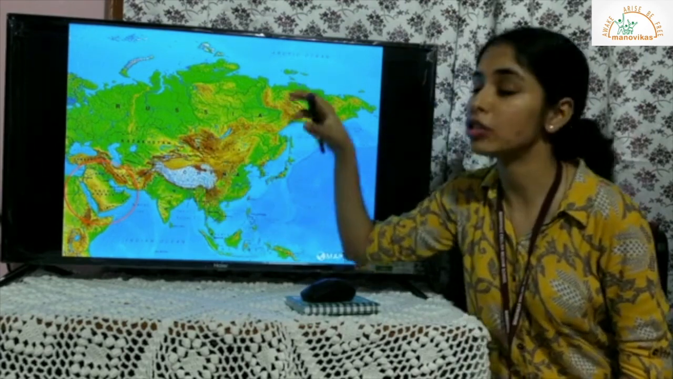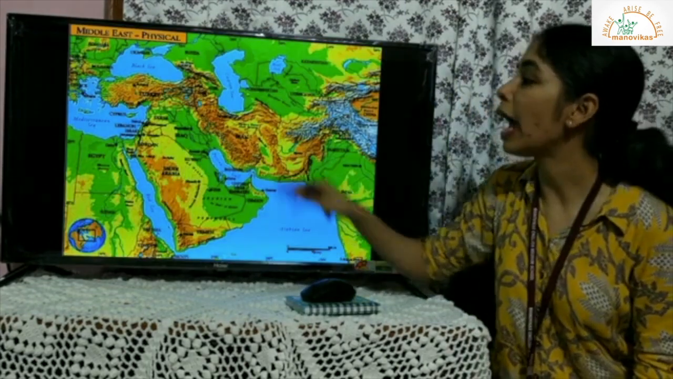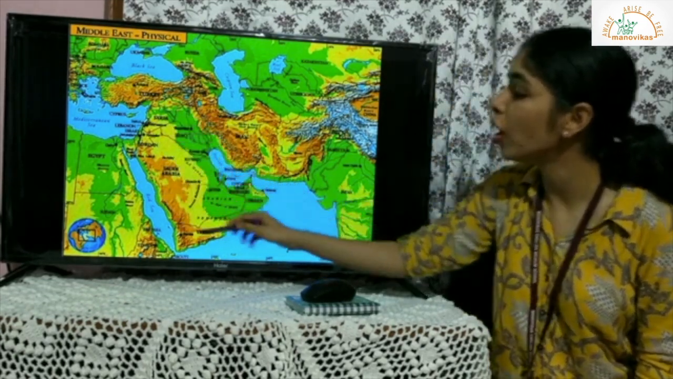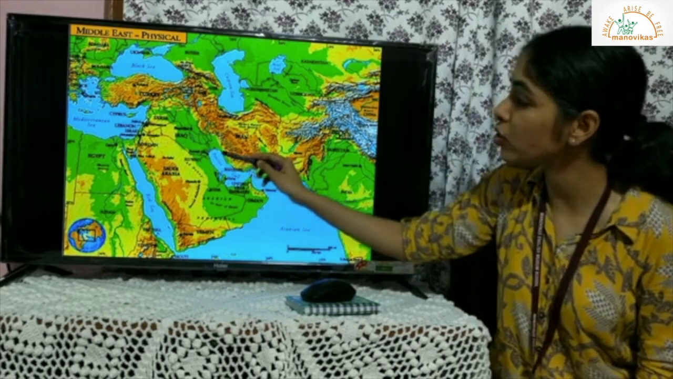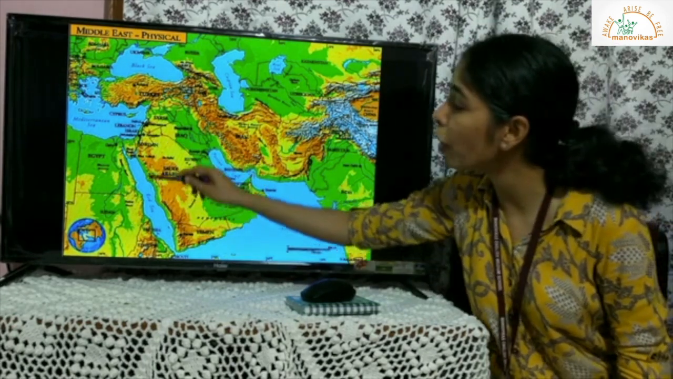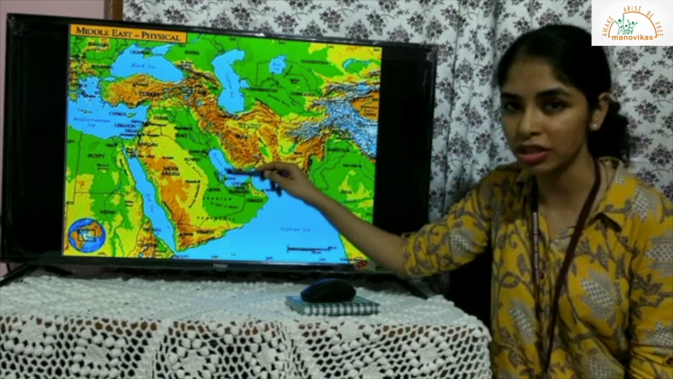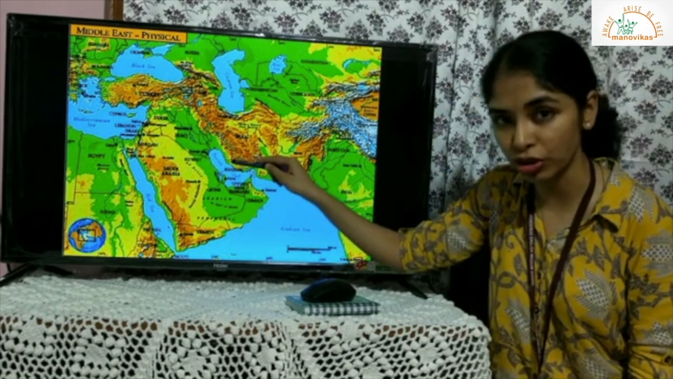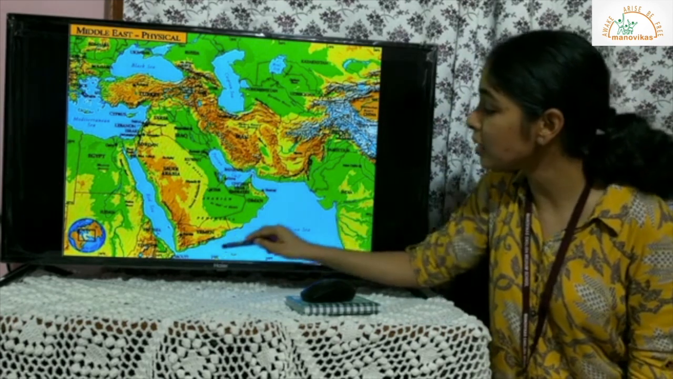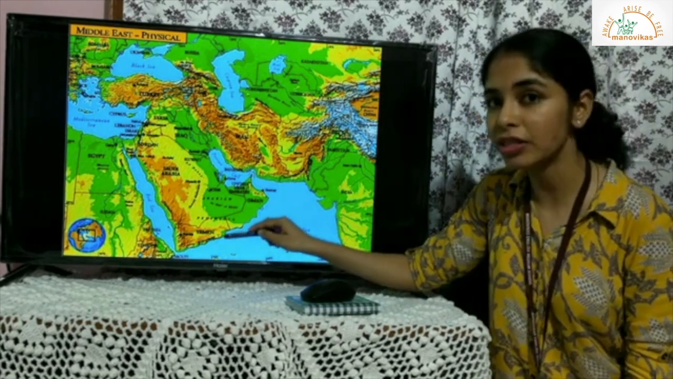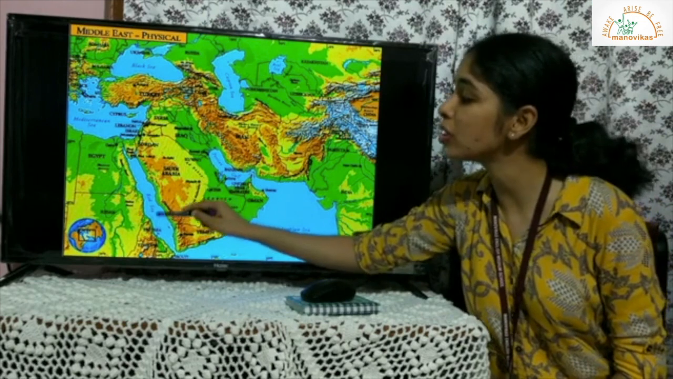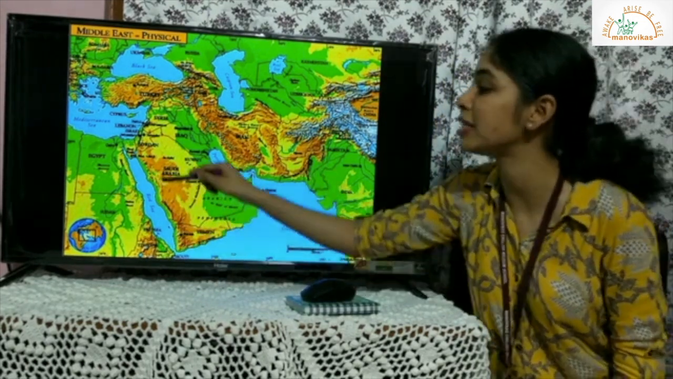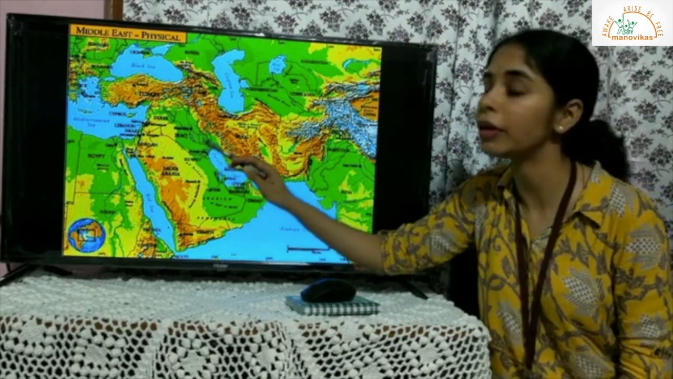Here, let's zoom into it further. And this is how the plateau looks. This is the entire Arabian Plateau, and as you can see, it is surrounded by water bodies on all three sides. Towards the northeast, it's bound by the Persian Gulf. Towards the east, it's bound by the Arabian Sea, and towards the south and southwest by the Red Sea. So like this, water bodies entirely engulf the Arabian Plateau.